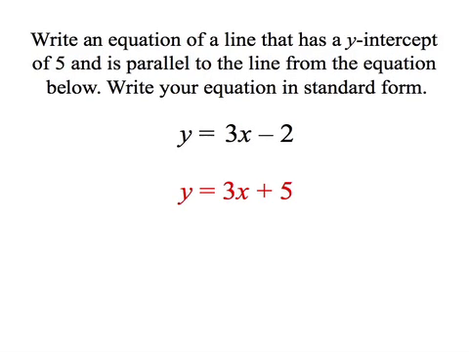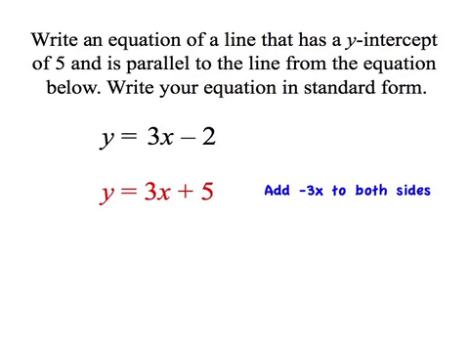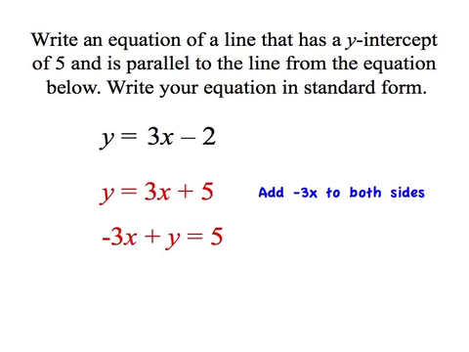So we write that, and then we put 5 where b would be because it had to have a y-intercept of 5. So that's the answer in slope-intercept form, but there's one more piece to the instructions. Write the equation in standard form. So we're going to add negative 3x to both sides to get this, and that's standard form.